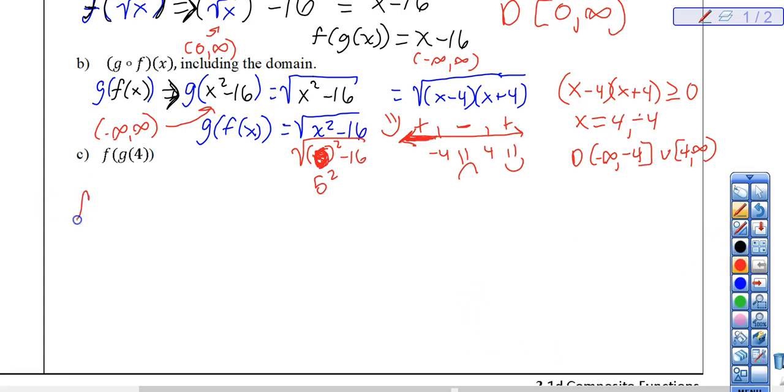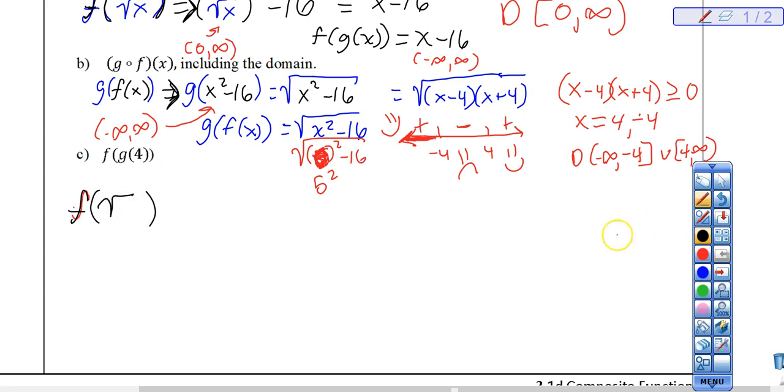So we're doing the f of g of 4. What's my g of x? Square root of x. So my g of 4 would be the square root of 4.